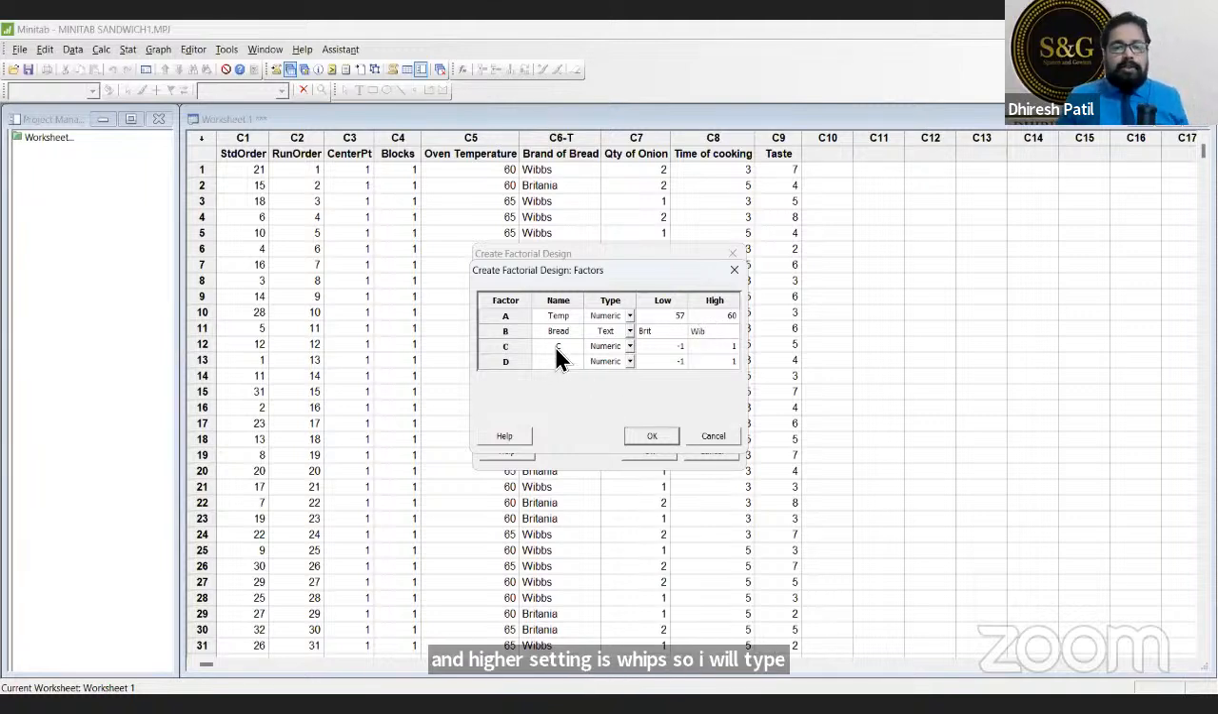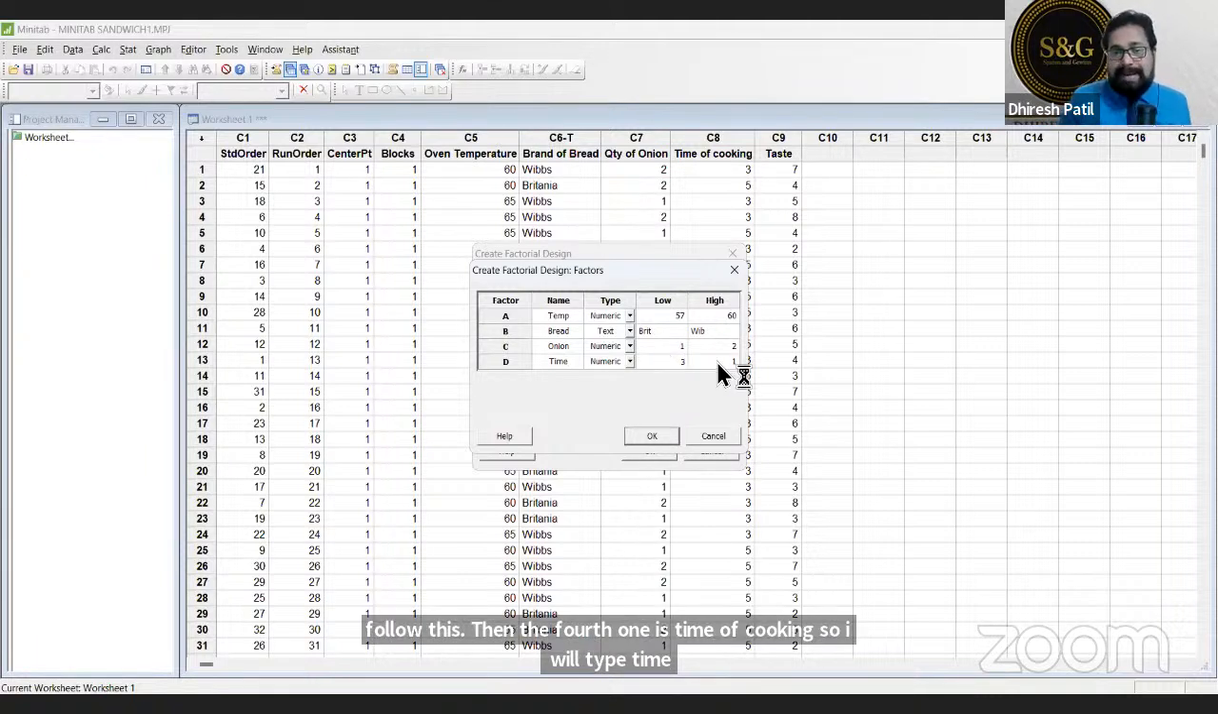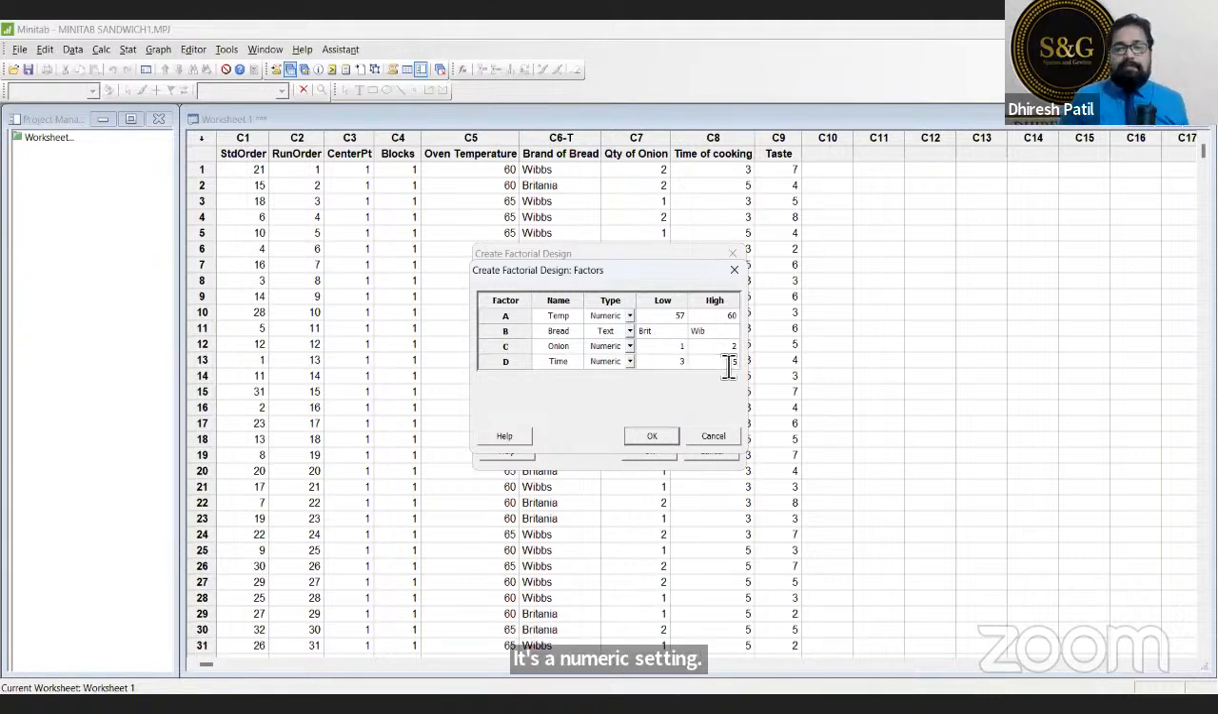Okay. The third factor is onion, the number of onions. So I will write onion, numeric. The lower setting is 1 and the higher setting is how many? 2, right? Just follow this. Then the fourth one is time of cooking. So I will type time. It's a numeric setting. Minimum is 3 minutes and higher is 5 minutes. Everybody just follow this.